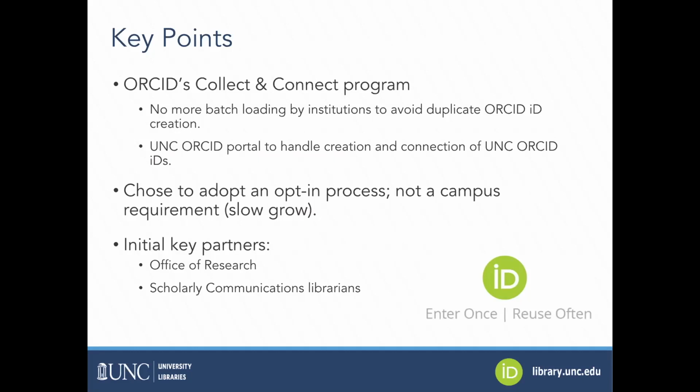So some initial partners in our efforts have been several units of our Office of Research. Besides funding UNC's ORCID membership, the Office of Research published promotional pieces in their unit newsletters, including the newsletter that comes out monthly from our Vice Chancellor for Research's office. Other initial key partners have been the UNC Scholarly Communications librarians, who have participated on the ORCID outreach team and helped keep the team's work connected to larger scholarly communication activities on campus.